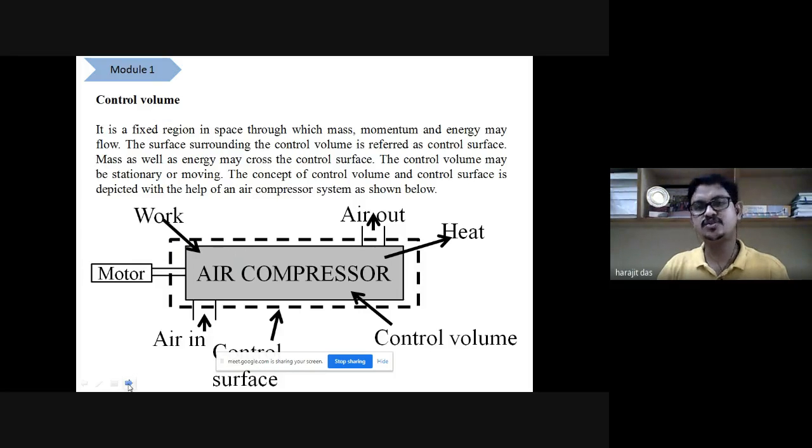So control volume, actually this control volume is the open system. Here it is shown separately: there is an air compressor. I have told you that air will come in and air will go out. But here in this confined space, this is the imaginary boundary. I have told you that boundaries may be fixed boundaries or imaginary boundaries. So inside this boundary, this air compressor is analyzed. So this is an open system.